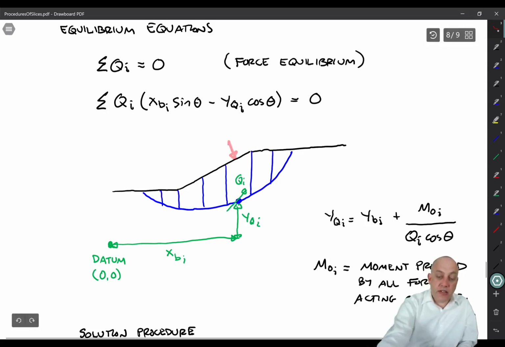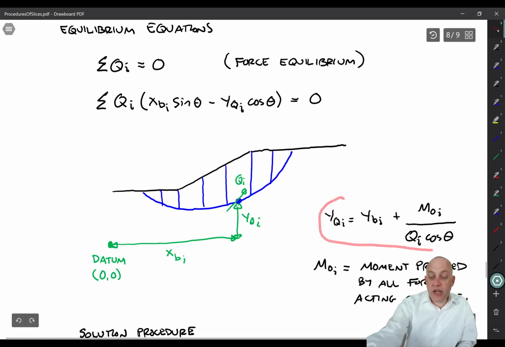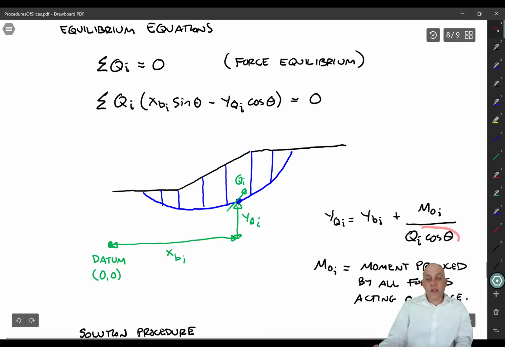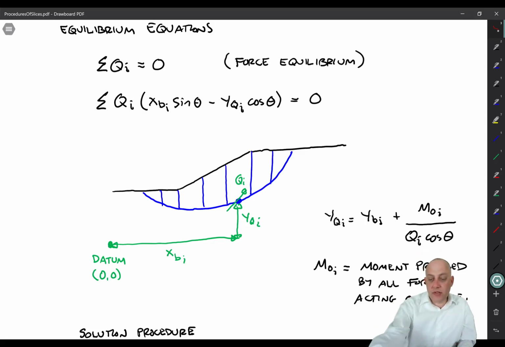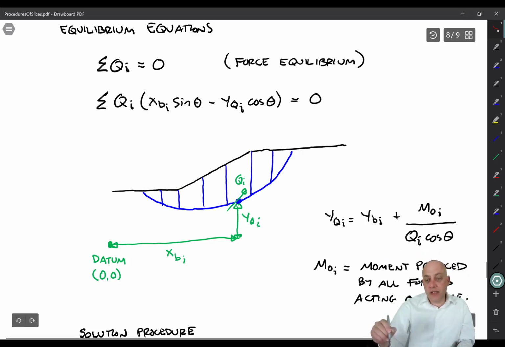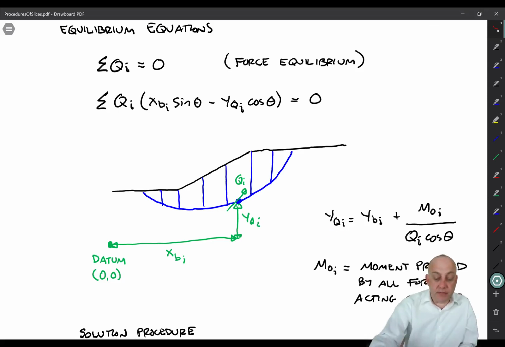If you have external forces acting on the slice, Q will shift around. So you have to solve for y_Q, which is the height to the line of action of Q. It's equal to y_b, which would be the base height, plus the external moments divided by Q_i cosine of theta. So M_o of i is the moments produced by all of the external forces acting on the slice. A lot of the time those are 0, so y_Qi would just be y_bi. But, you know, again, if you have like an anchor force going through here or an external force on the top, then y_Qi is going to be different than y_bi.